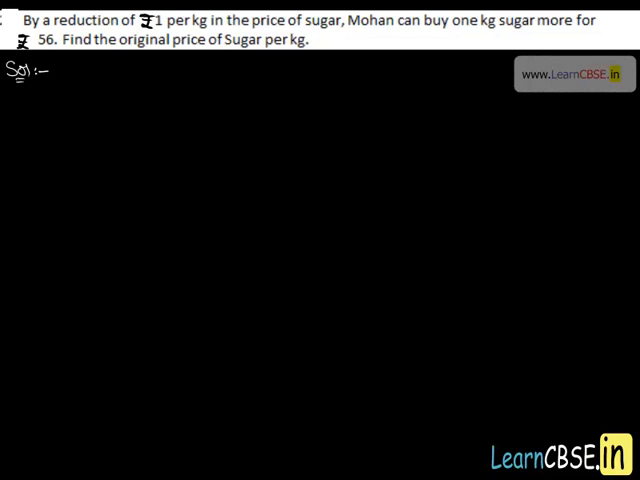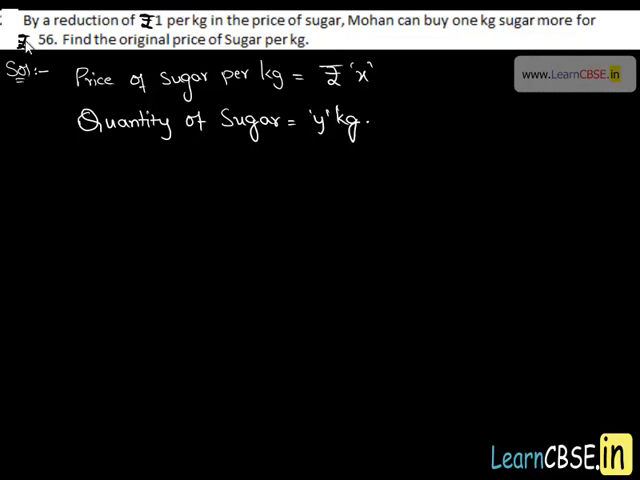To solve these kinds of problems, we should understand the meaning of the question carefully and then frame algebraic expressions. Then we have to frame quadratic equations. Let us assume the price of sugar per kg be x rupees and the quantity of sugar be y kg. In this problem, we are given the total cost, which is the product of x and y, and it is equal to 56 rupees. So we have xy is equal to 56.